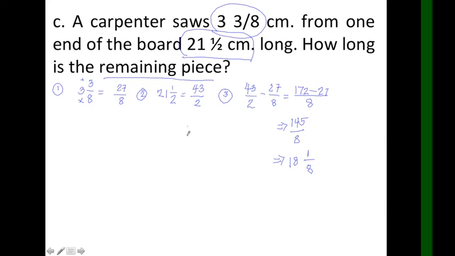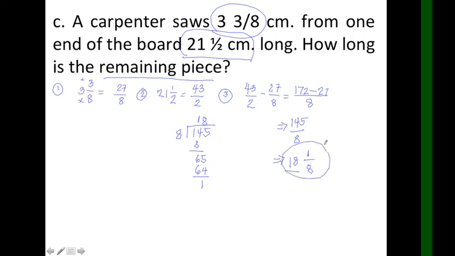Or kung nahihirapan kayo dyan, pwede namang itong gawin, 145 divided by 8. Tama? So, ilang 8 meron sa 14? That's 1 only. And the answer is 8 and then subtract, the answer is 6. Then 5. Ilang 8 meron sa 65? That's 8. 8 times 8, 64. The answer is 1. So 18 ang ating magiging whole number. Ang 1 ang numerator, ang 8 ay ang denominator. Okay? So ito na yung answer natin.